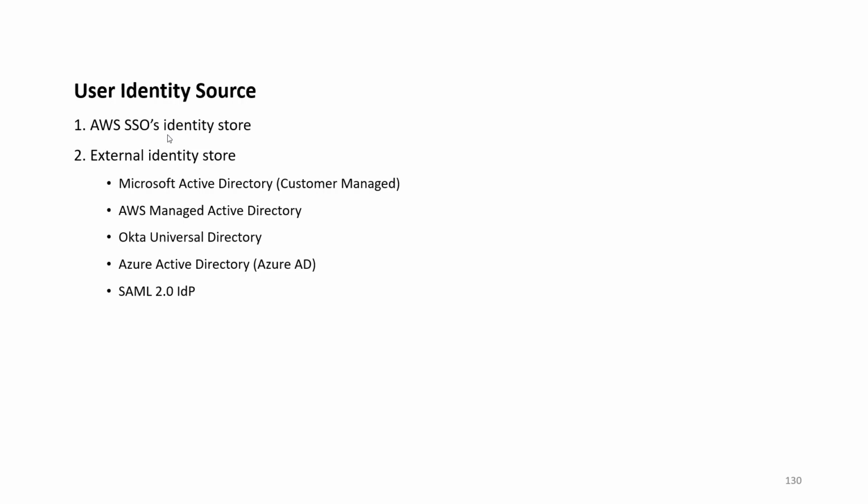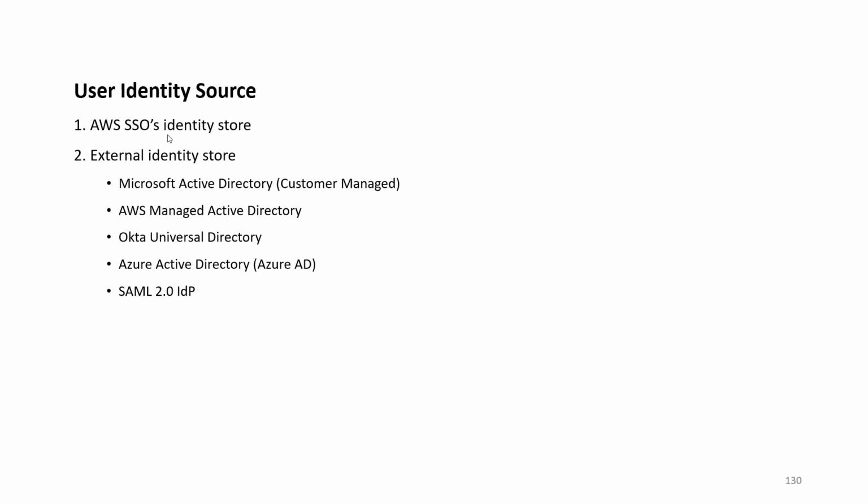The second option is to use an external identity source. You can use Microsoft Active Directory, your on-prem Active Directory. The ID you use in your on-prem Active Directory, you can use the same ID or credential to access AWS Single Sign-On or any business applications. You can also use AWS Managed Active Directory. Like your on-prem Active Directory, AWS also has AWS Managed Active Directory, or directory services. It's similar to your on-prem directory, but it is in the cloud.